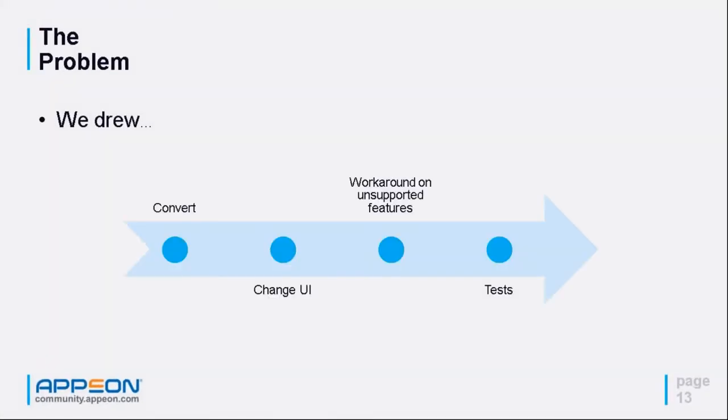So we drew it like that: a path of steps to convert, change the UI, and work around unsupported features. Then run some tests, and you're on the web. A simple process, but there are a lot of things involved.